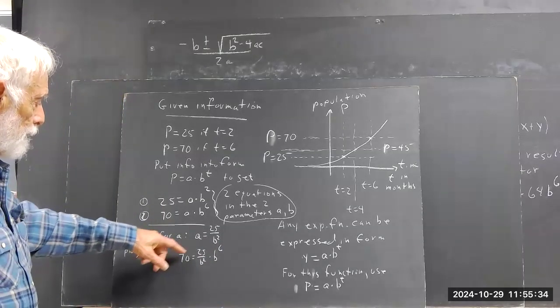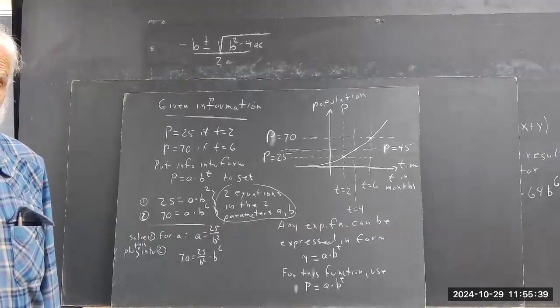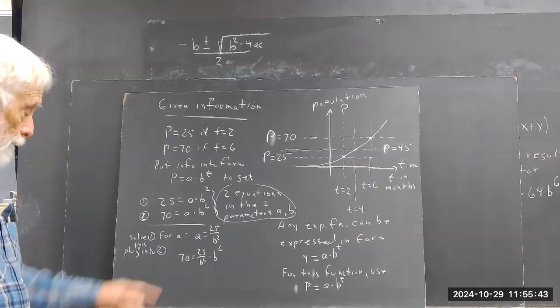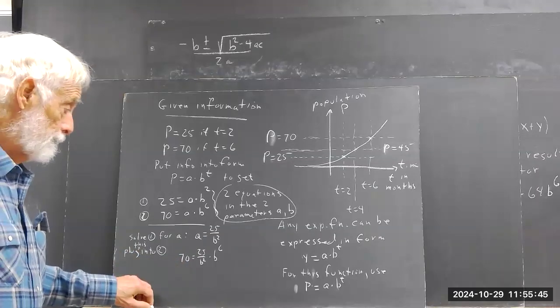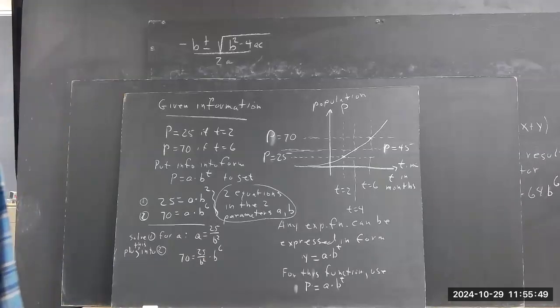You get 70 equals 25 over b squared multiplied by b to the sixth. Okay. Now see if you can solve that for b. You do have an equation here that you can solve for b. I'm going to see what you do with it. I'm not going to let you twist in the wind too long if you don't know what to do. But let's see if you can do that.